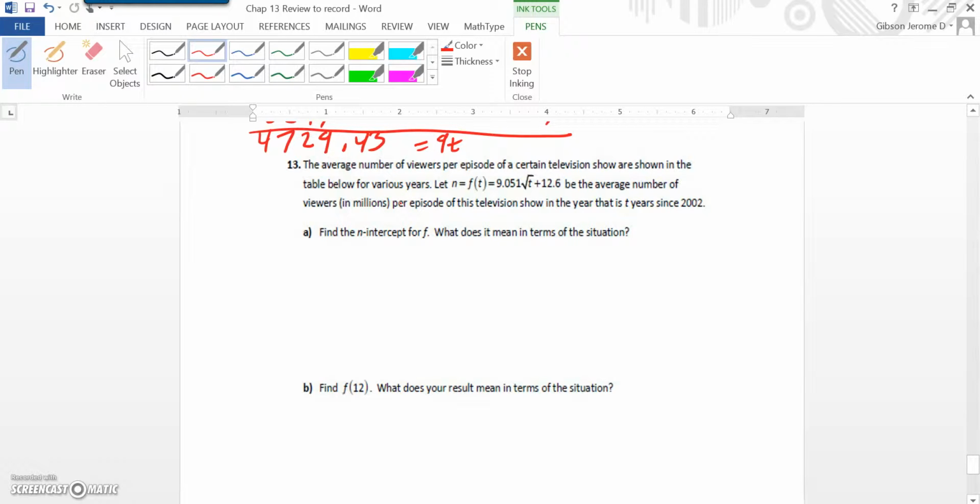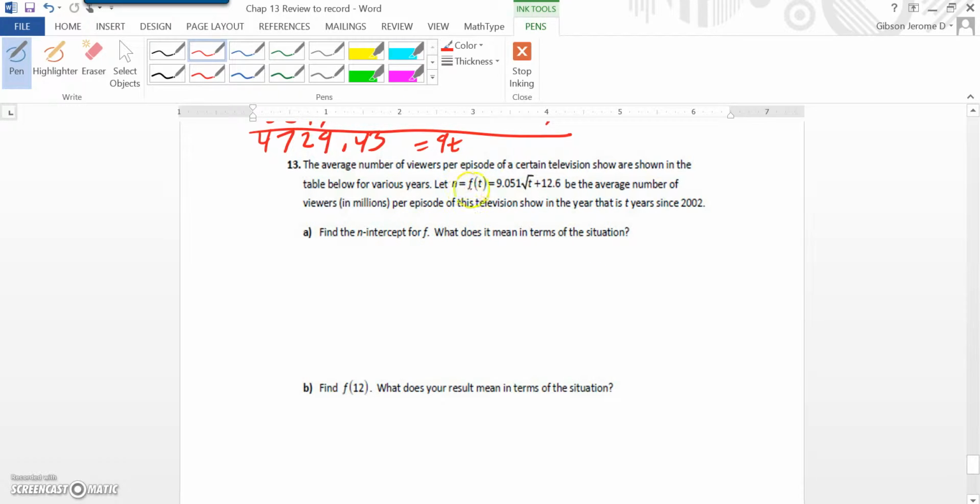It says the average number of viewers per episode of a certain television show are shown in the table below for various years. Let n equals f of t equals 9.051 times the square root of t plus 12.6, be the average number of viewers in millions per episode of this television show in the year that is t years since 2002. It says find the n-intercept of f. What does it mean in terms of this situation?